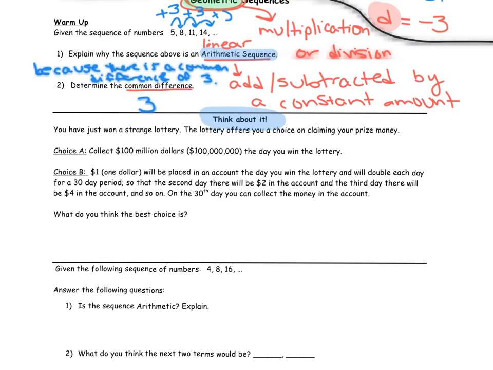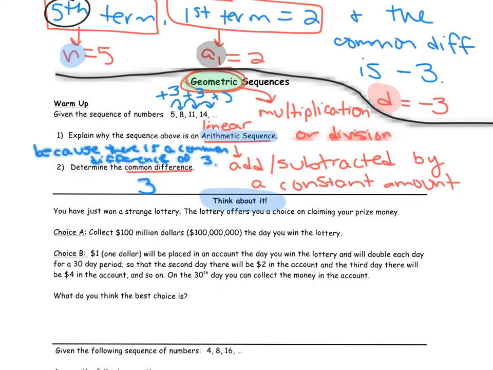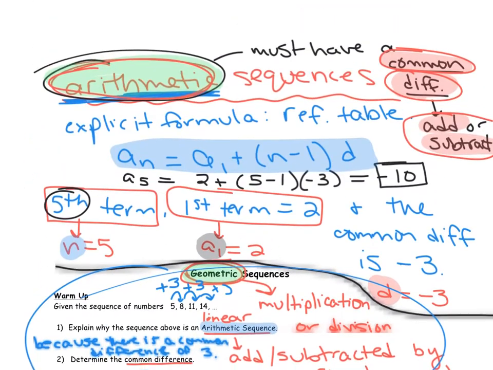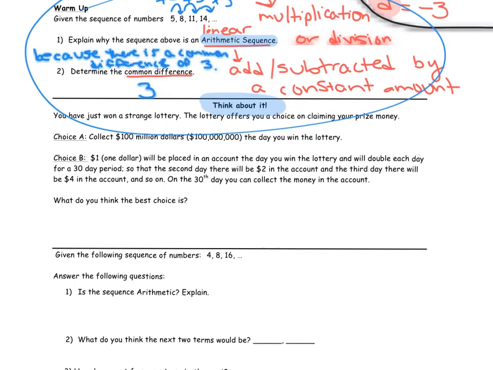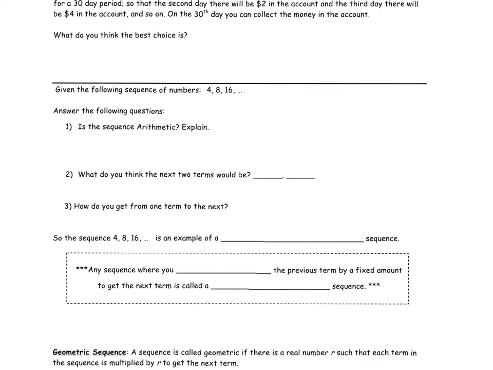So again, just very quickly, in this example here, we just talked about the arithmetic sequence again, given our little warm-up before beginning geometric sequences. So arithmetic is being added and subtracted. Geometric, we're going to be talking about multiplication and division. So let's take a look.